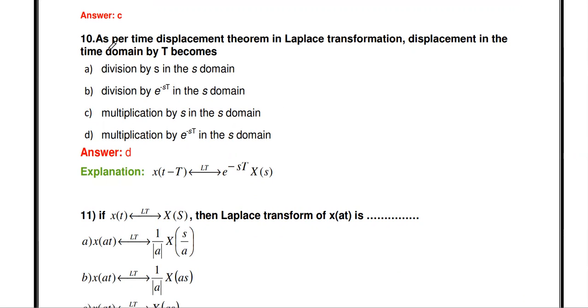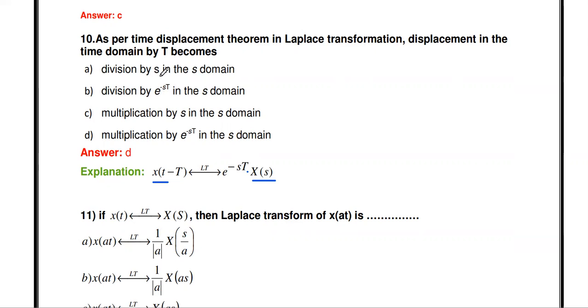Some questions. Okay. So first you see, as per the time displacement theorem in Laplace transformation, displacement in the time domain by T becomes, okay, so what's the meaning? If you are displacing the original signal x of t by some time capital T, what is the transformation that happens in the Laplace transform? That is the question. As per the time shifting property of Laplace transform, the Laplace transform of x of t minus capital T is the Laplace transform of x of t multiplied by e power minus s into T. Okay, so you see the four choices.